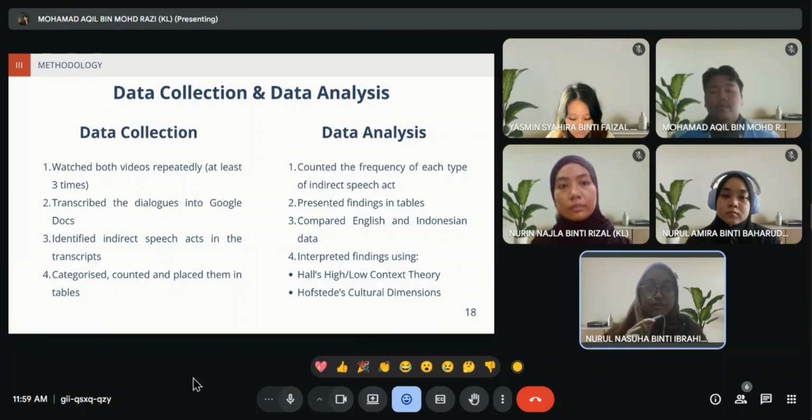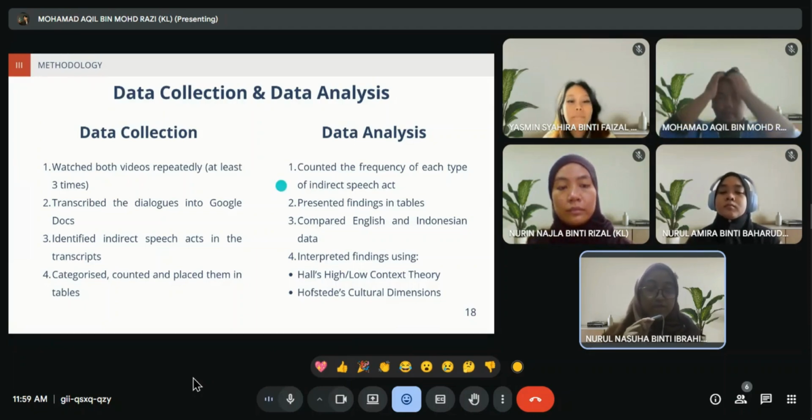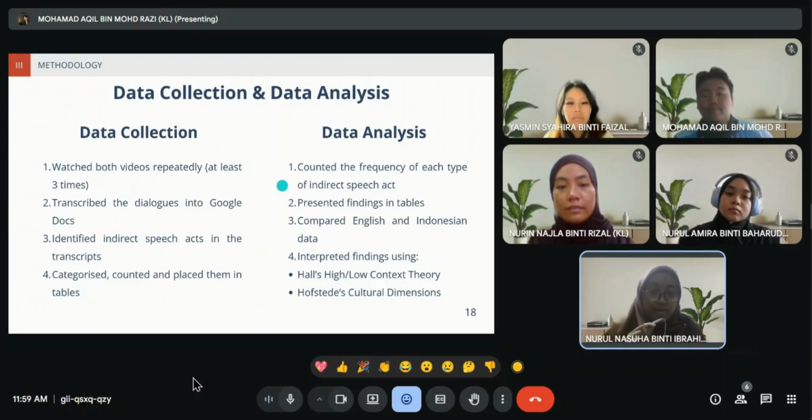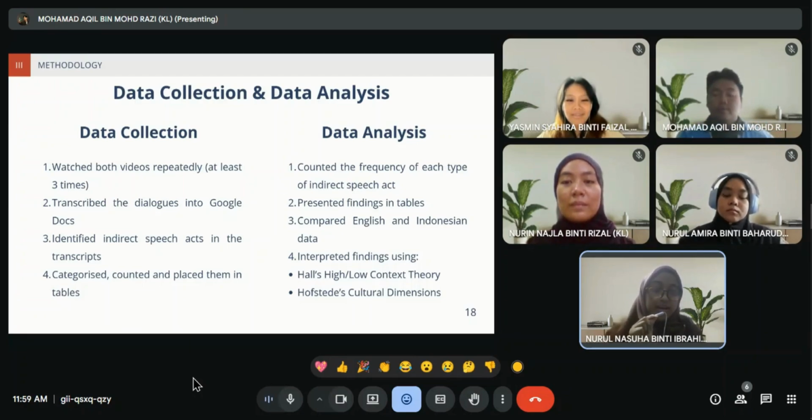Right. So the data analysis. From the counted frequencies of each type of indirect speech that we presented in the findings, we used those data to answer the first research question. Then we compared the findings between the Western English context and the Indonesian Asian context. We interpreted the patterns using Hall's high and low context communication theory and Hofstede's cultural dimensions. This is to answer the second research question.